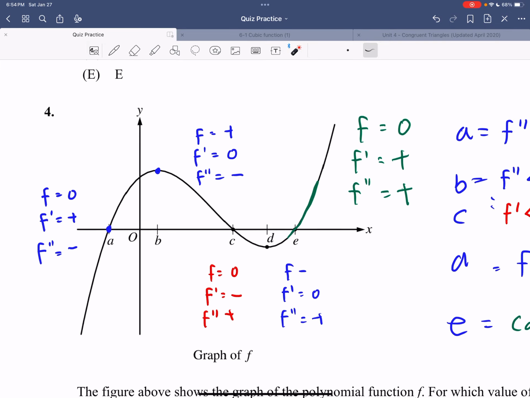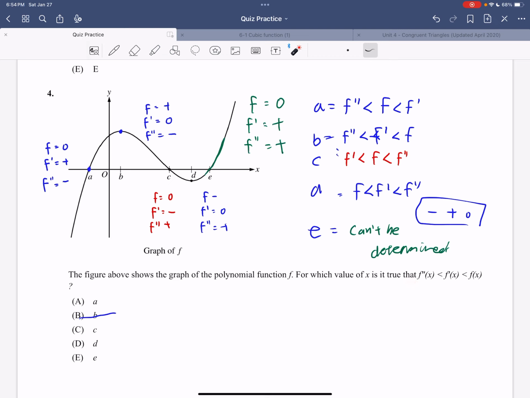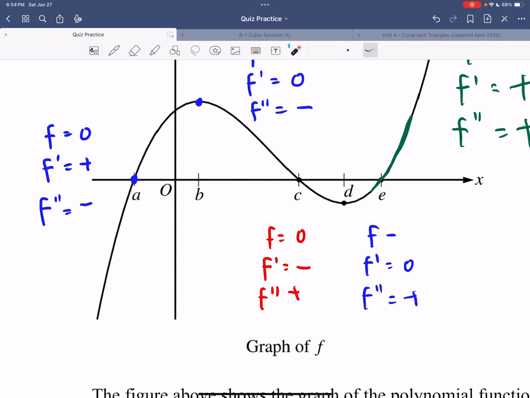If you were not in the class, make sure you watch this one. I will just go over this one. The question is asking which one is the second derivative, first derivative, and the function by itself. And you will see this question almost always on the test.